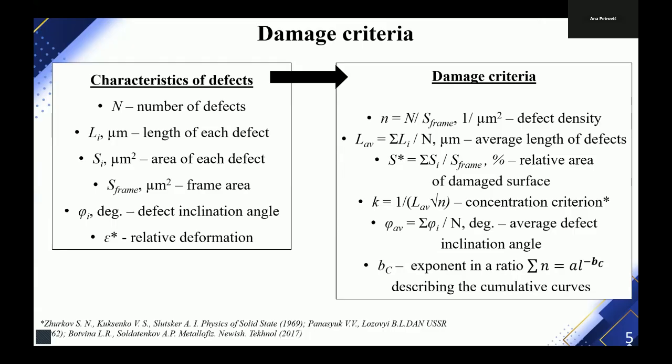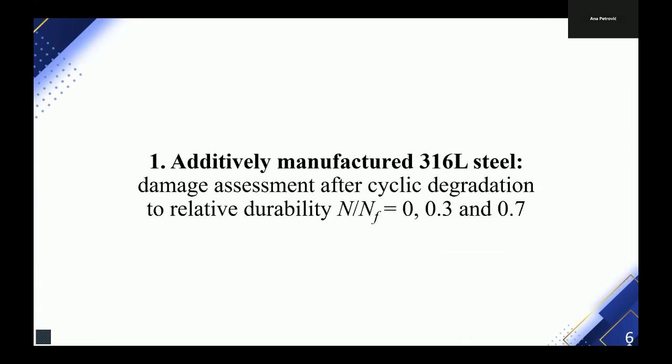After the identification of damage characteristics, we calculate some damage criteria, for example, defect density, average length of defects, relative area of damaged surface, and some others. In this work, we will speak about the defect density, the relative area of damaged surface, and the exponent in the cumulative distribution of microcracks.